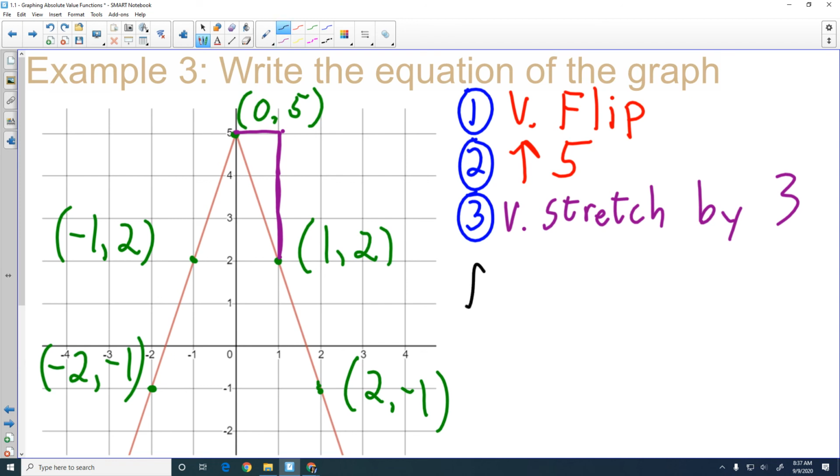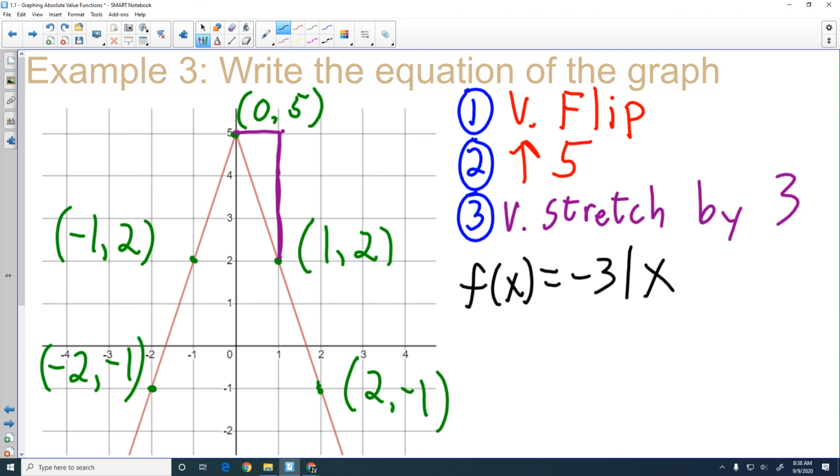Here we go. F of x equals. First off, there's a vertical flip. For vertical flip, that means we're starting off with a negative sign. That negative indicates this flip. That's part of A, right? Only if there's a vertical flip, we put a negative in. Next, the vertical stretch or compression. Whatever that number is, that factor that it was stretched or compressed by, that number is A. So in this case, it's a 3. So I'm just going to write this as -3. Then we're going to have our absolute value of x.